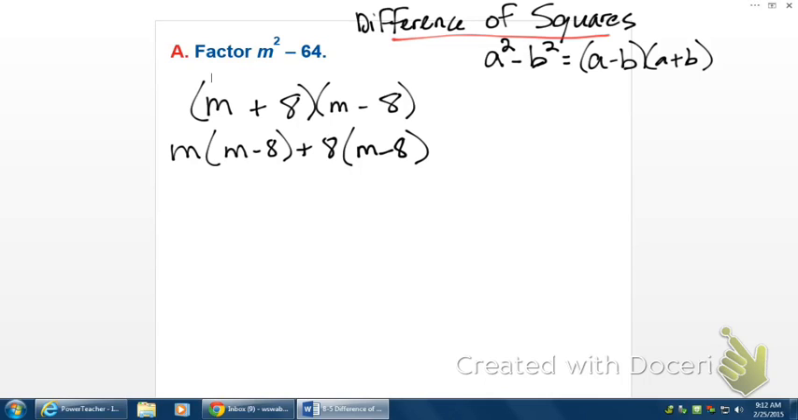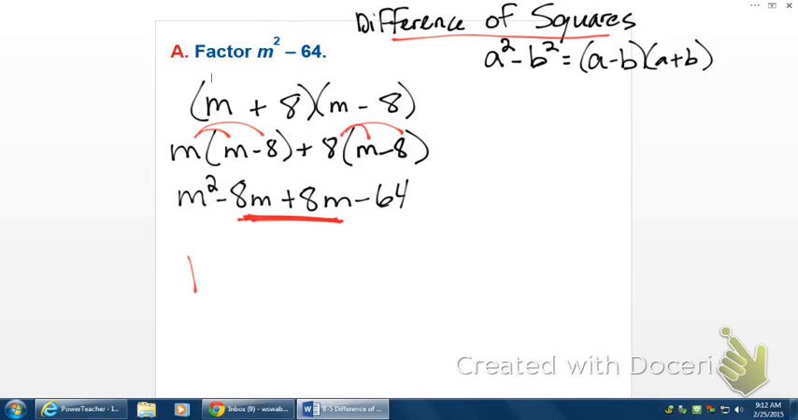If I distribute the M here, I'm going to have an M squared minus 8M. And if I distribute out the 8, I'm going to have an 8M minus a 64. So what happens to these middle terms? Those cancel out, and what are we left with? M squared minus 64. Exactly what we started out with.